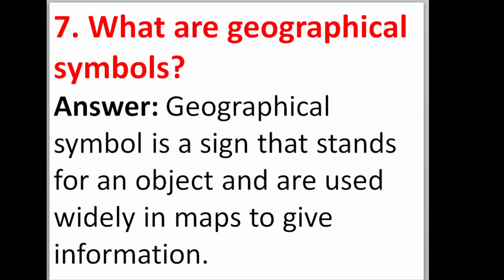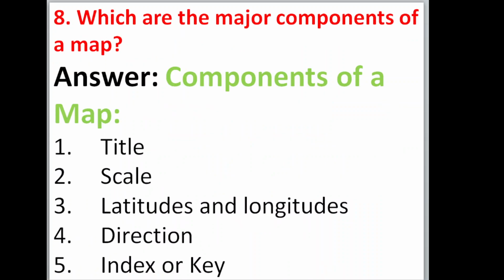What are the geographical symbols? Particular symbols will be there on maps. Those we call geographical symbols. A geographical symbol is a sign that stands for an object and is used widely in maps to give information. Now move to the eighth question.